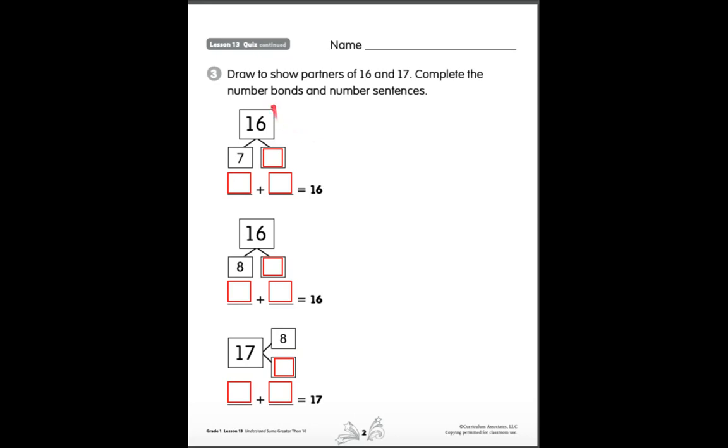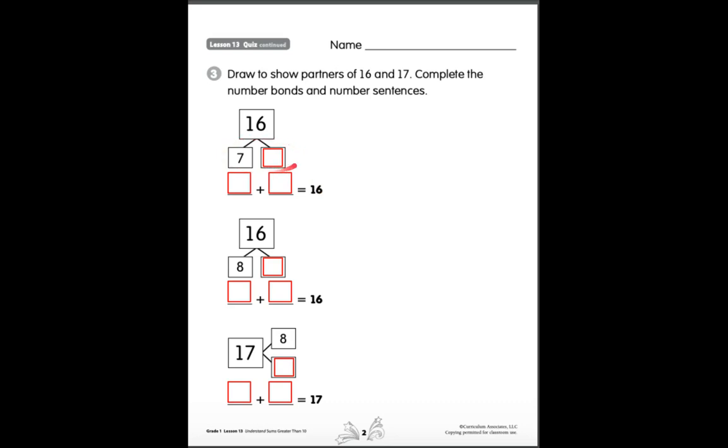The second page has draw to show partners of 16 and 17. Complete the number bonds and number sentences. 16, 7, and what's my other number? Again, on a piece of paper at home, boys and girls, you can draw 16 dots. Cross out 7 of them. The number you have left is this other partner. What plus what equals 16?